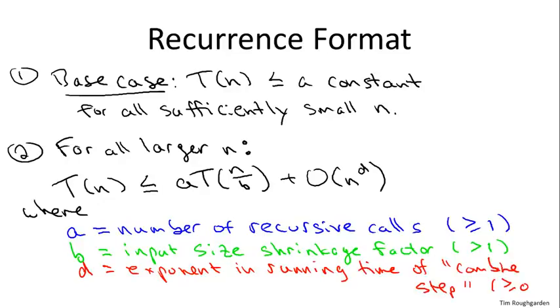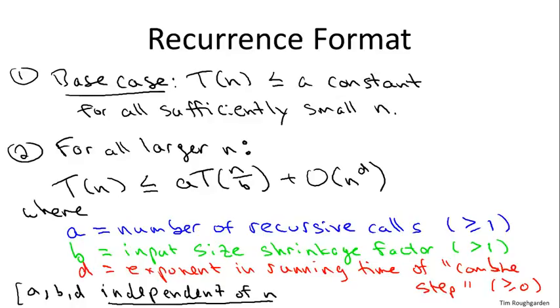One point to emphasize is that a, b, and d are all constants. They're all numbers that are independent of n. So a, b, and d are going to be numbers like 1, 2, 3, or 4. They do not depend on the input size n. And in fact, let me just redraw the d so that you don't confuse it with the a. So again, a is the number of recursive calls, and d is the exponent in the running time governing the work done outside of the recursive calls.